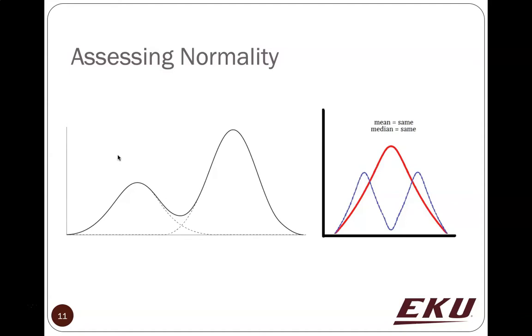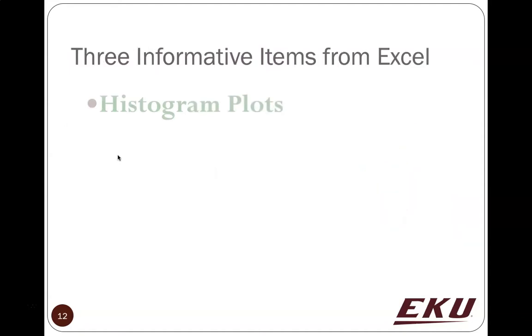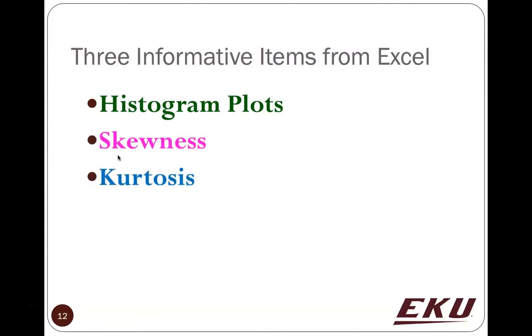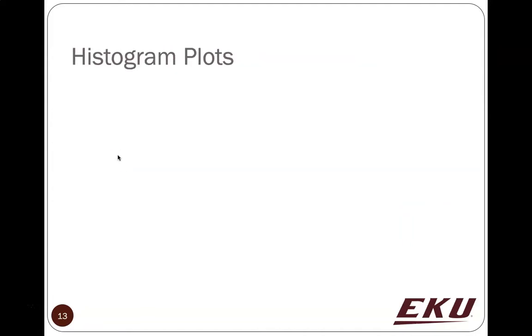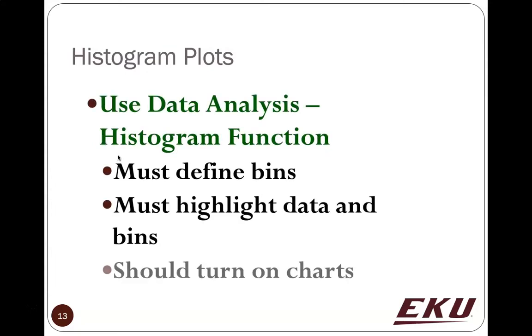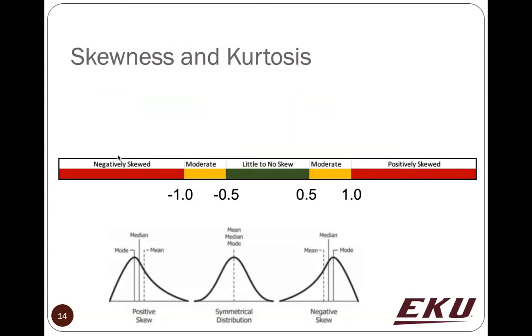So we've already started to look at the bar charts or the histogram charts, the histogram plots we just did in the previous video. So skewness and kurtosis are what we're focusing on now. So we've done the histogram plot. With skewness and kurtosis, we're looking at some values.